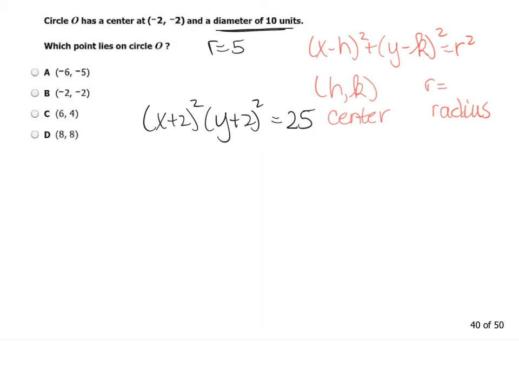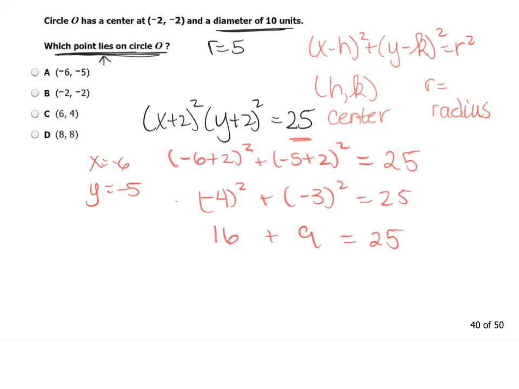So back to the question. Which point lies on the circle? Well, with this, we can plug in our values, because anytime a point is actually on the circle, plugging in its values will give us 25. So let's start with A. We're going to let x equal -6, and we're going to let y equal -5. Let's see what we get.